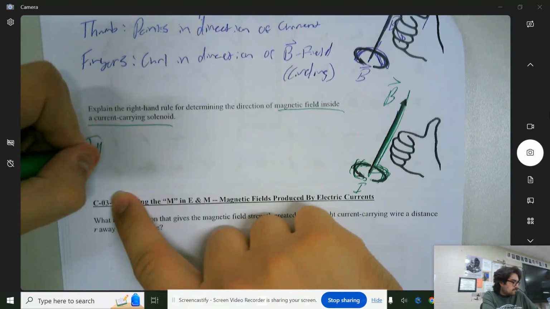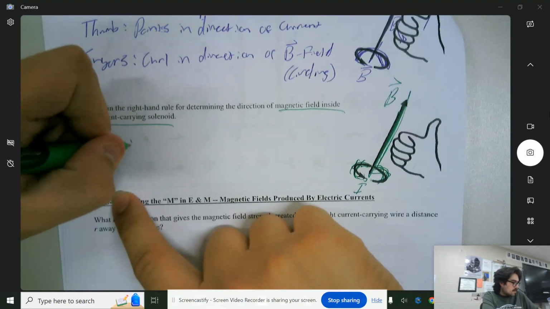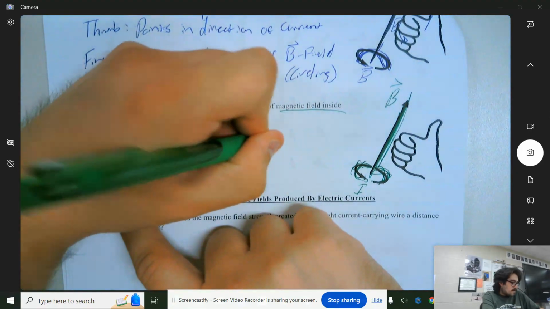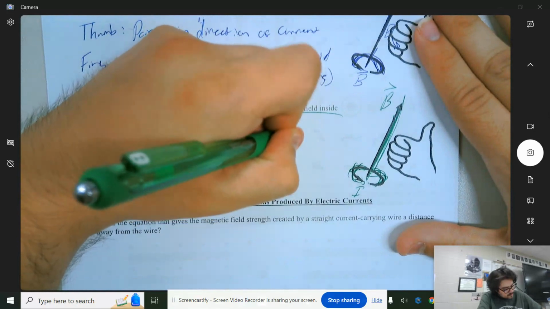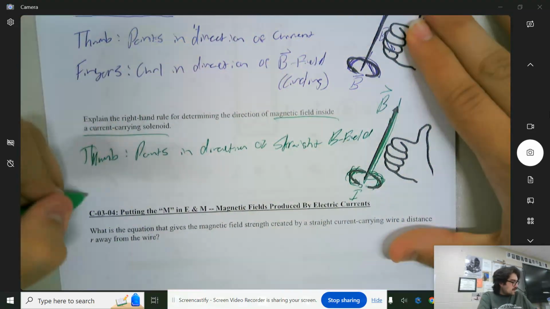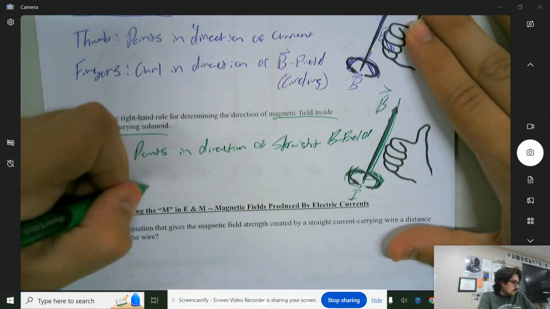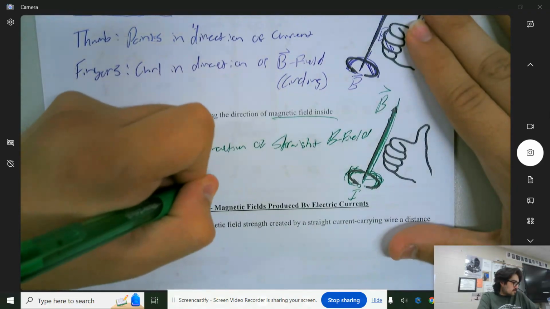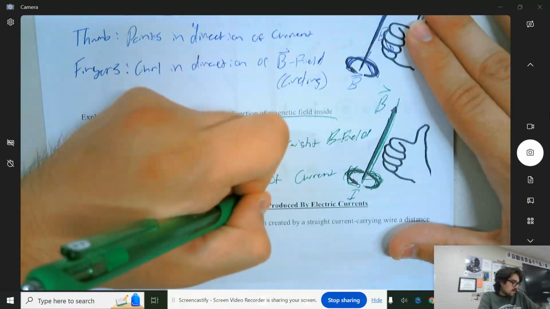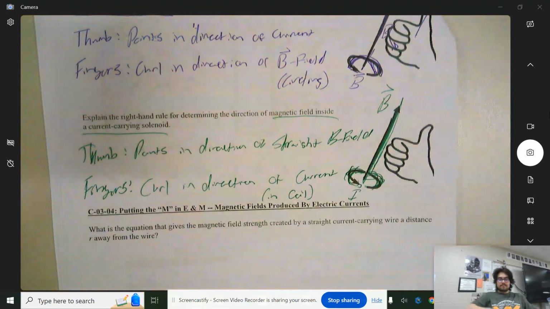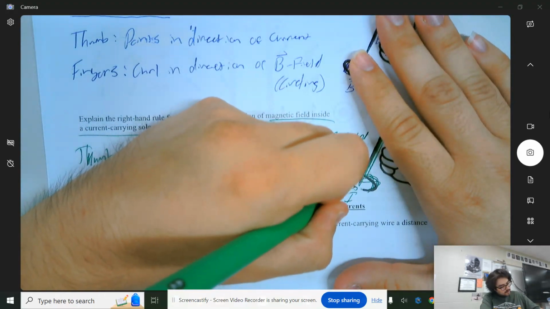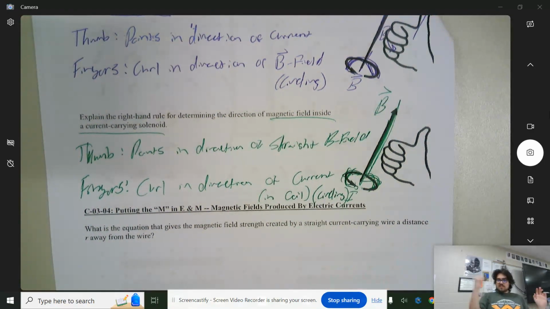So your thumb points in the direction of the straight B field, okay, and your fingers curl in the direction of the current in the coil, okay, and it's circling. Oh, I should also note that it's circling because it's going around the coil, right?